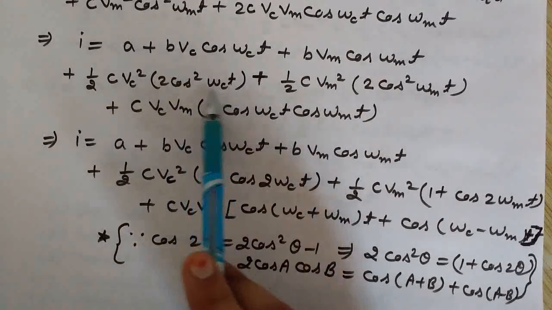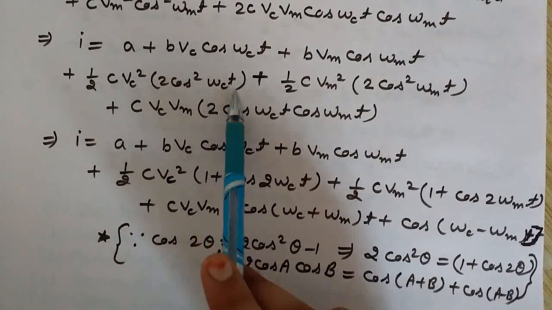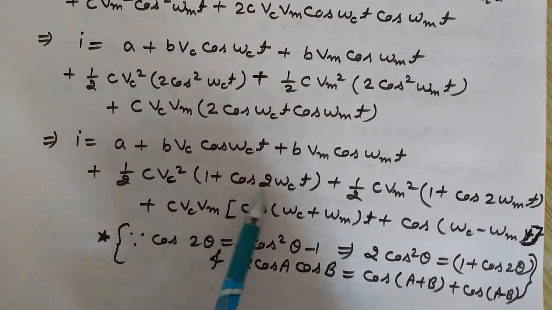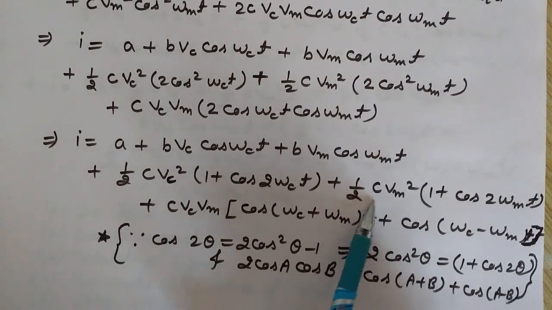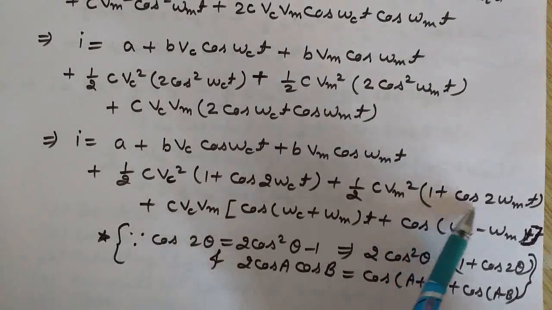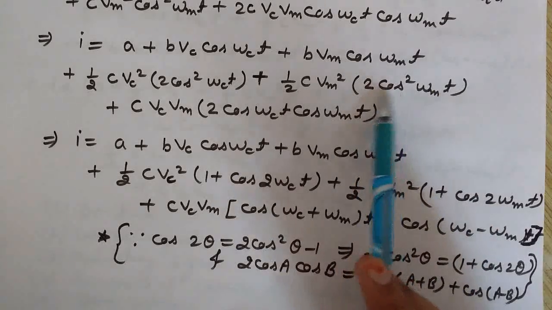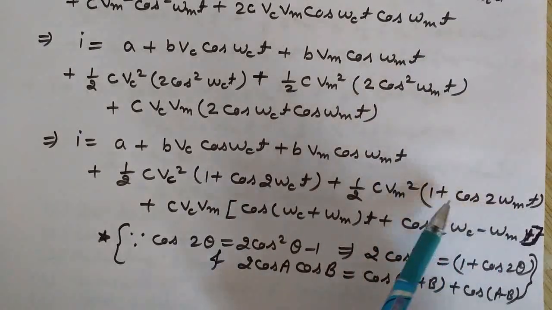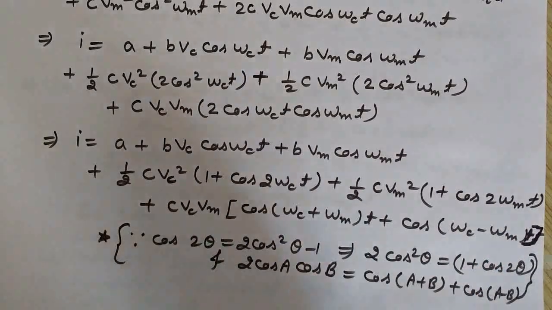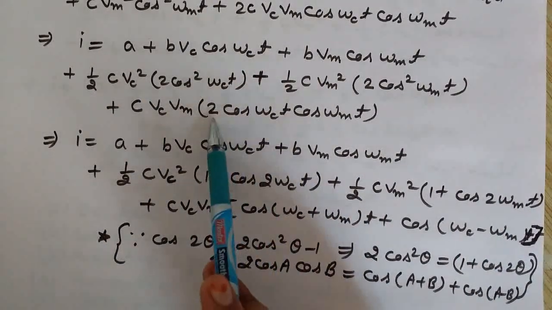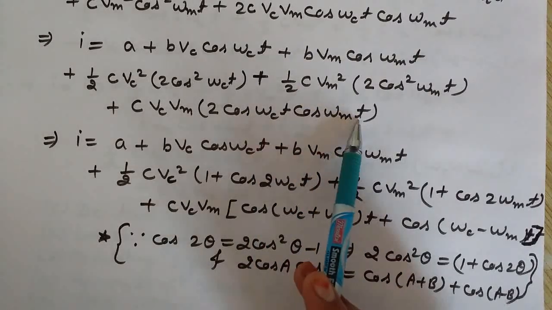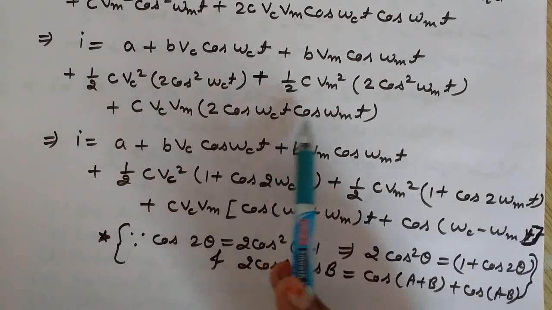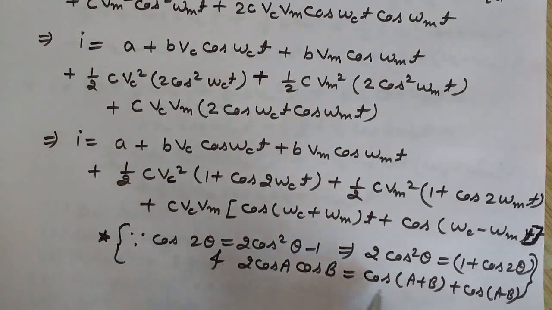Here theta is omega ct. So 2 cos square theta is 1 plus cos 2 theta, where theta is omega ct, and the same expression applies to this part also. So half cvm square times 1 plus cos 2 theta, this is the omega m part. And now this expression here, we know that this is 2 cos a cos b. A is omega ct, the first angle, and omega mt is the other angle. We know that 2 cos a cos b is nothing but cos of a plus b plus cos of a minus b.